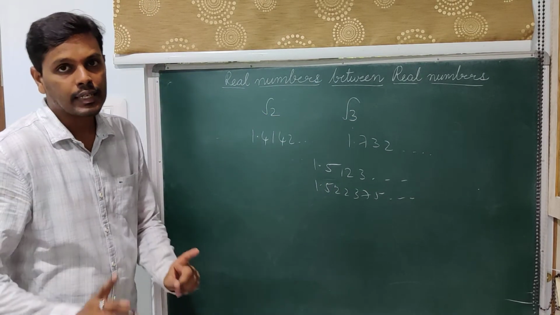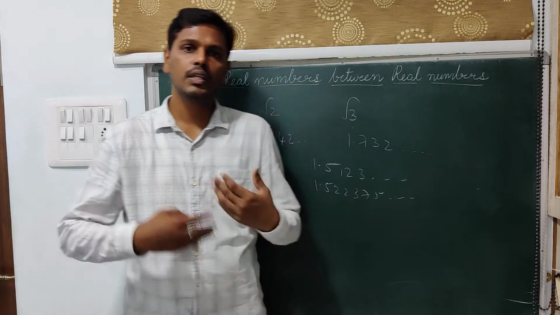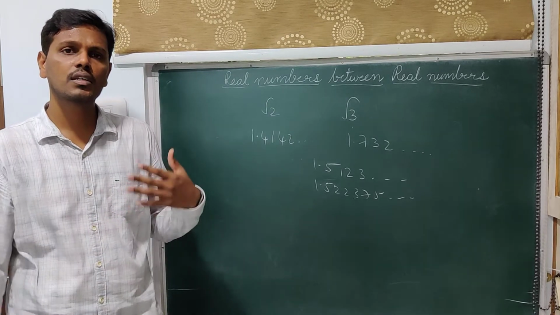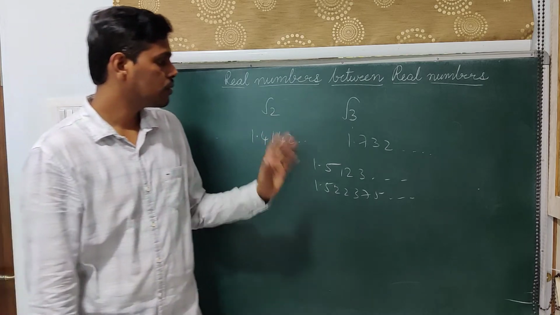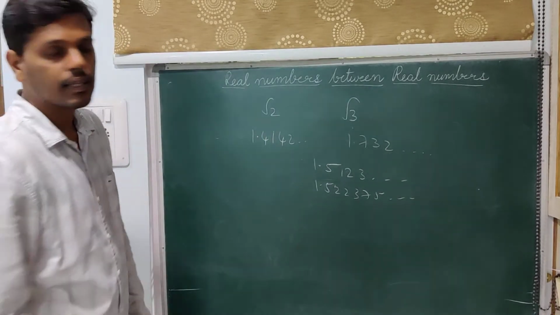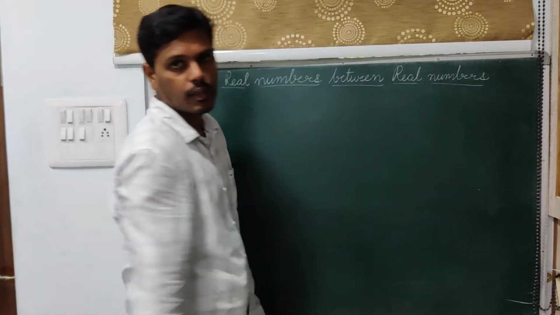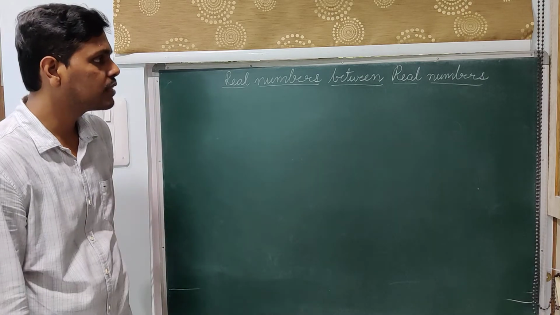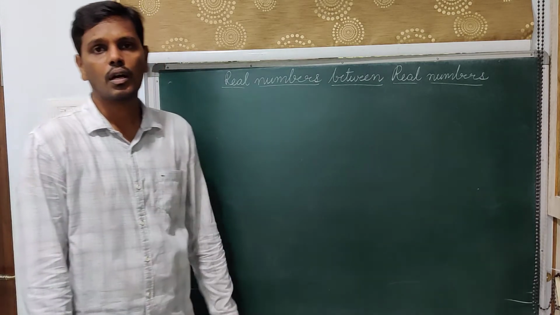I repeat it again. Given two real numbers, if you know the decimal expansions precisely, we can find as many rationals or as many irrationals as we may please between the given two real numbers. So that is about finding rationals or irrationals between two given real numbers.